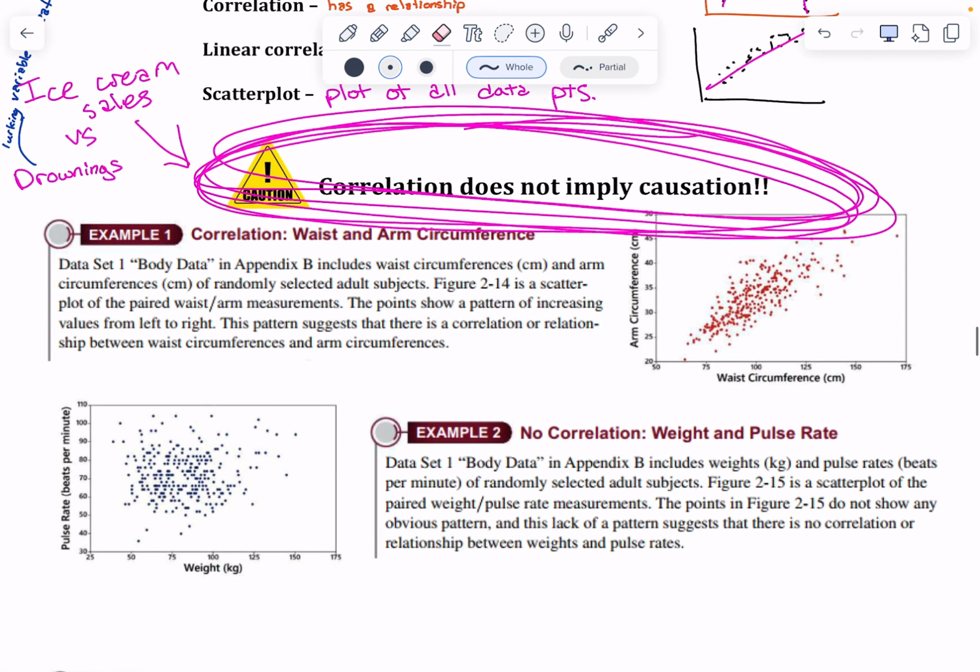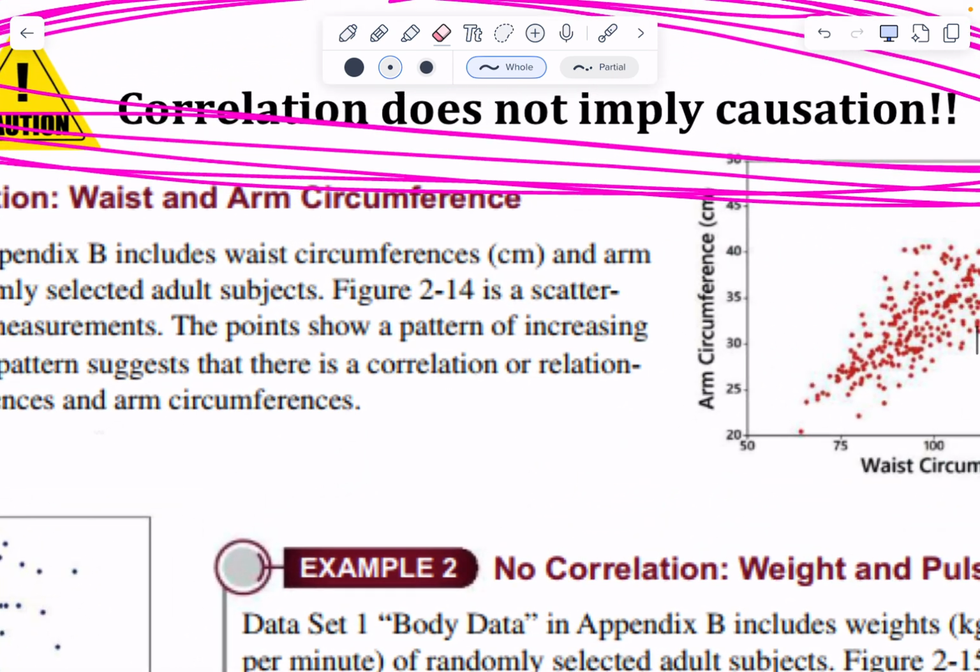Here we go. Example 1. Correlation. We have waist and arm circumference, okay? Your waist circumference is the distance around right here, right? The distance around your waist. And your arm circumference is the distance around here.